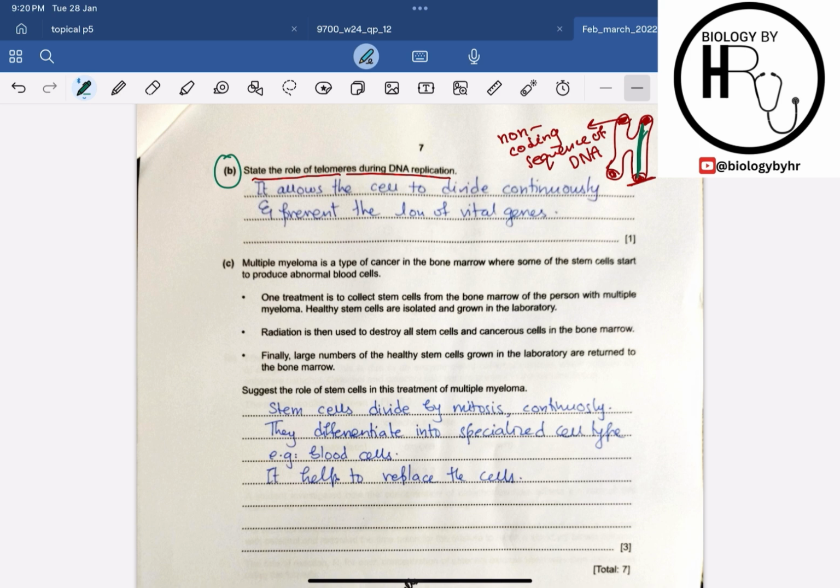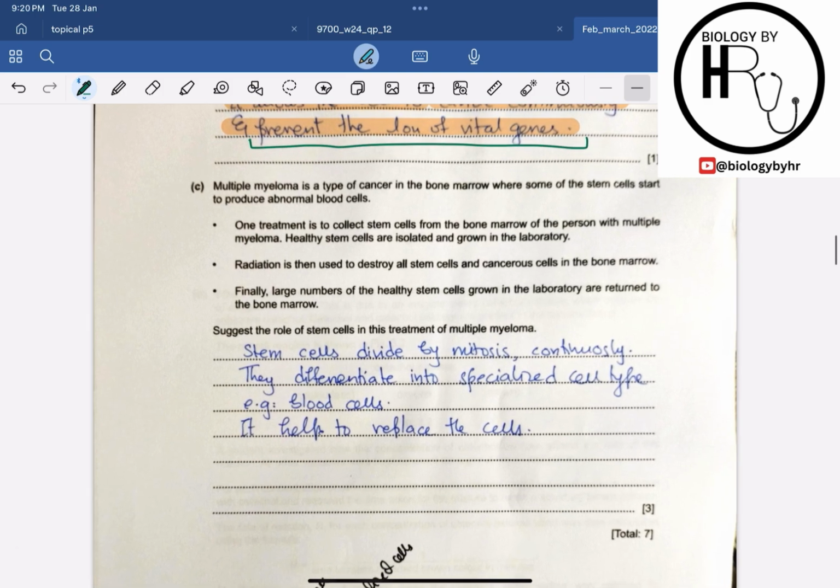They are asking us what the role of the telomeres is during the DNA replication. So it allows the cells to divide continuously and prevents the loss of the vital genes. This is the most important point you have to write, that it prevents the loss of the vital genes. Now let's begin with part C.